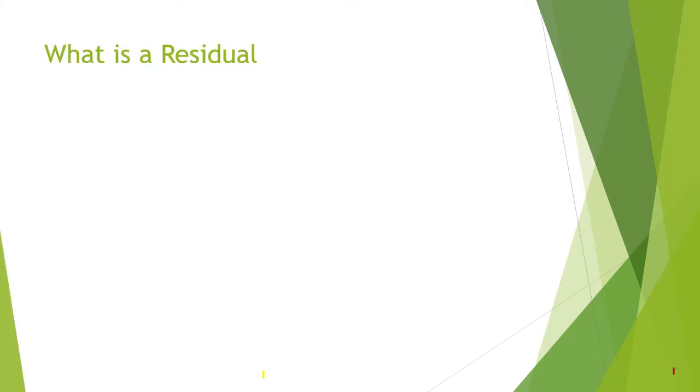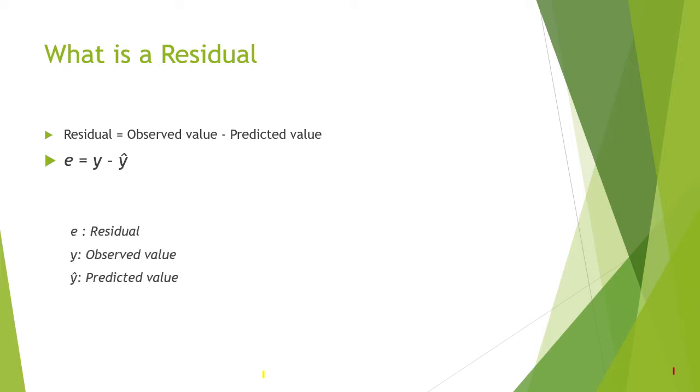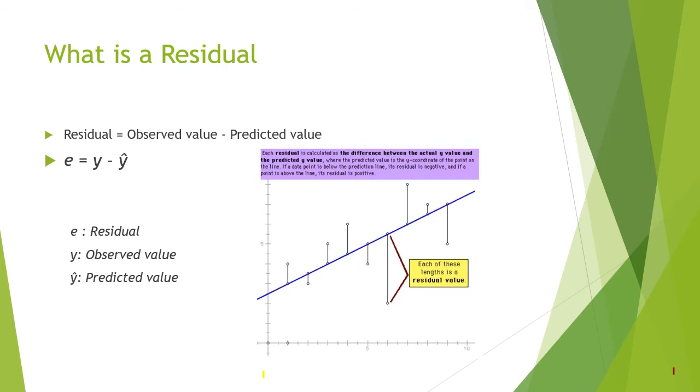So first off, what is a residual? A residual is the observed value minus the predicted value. So mathematically, E equals Y minus Y hat, with E the residual, Y the observed value, and Y hat the predicted value. If you look at the graph, the vertical lines connecting the data points to the prediction line are the residual values.